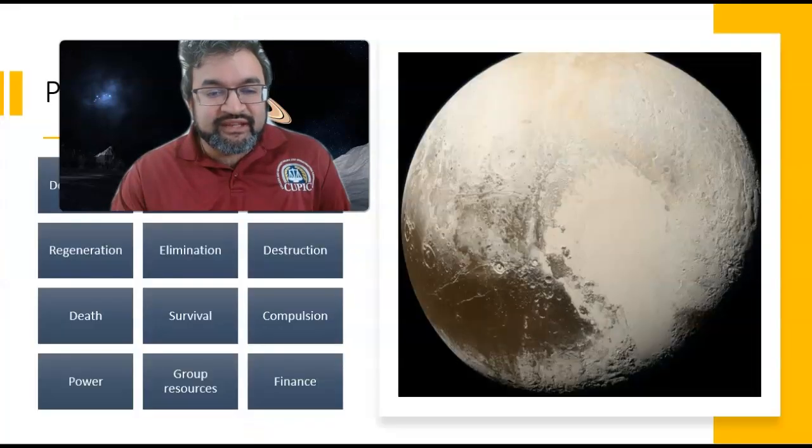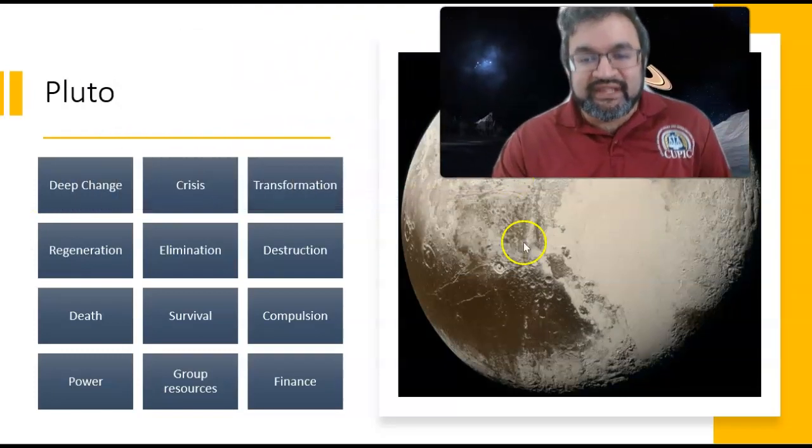And then finally, Pluto and what that represents. By the way, these planets are on the right. Deep change, crisis, transformation, regeneration, illumination, destruction, death, survival, compulsion, power, group resources, finance. So this is a very transformative sort of planet.